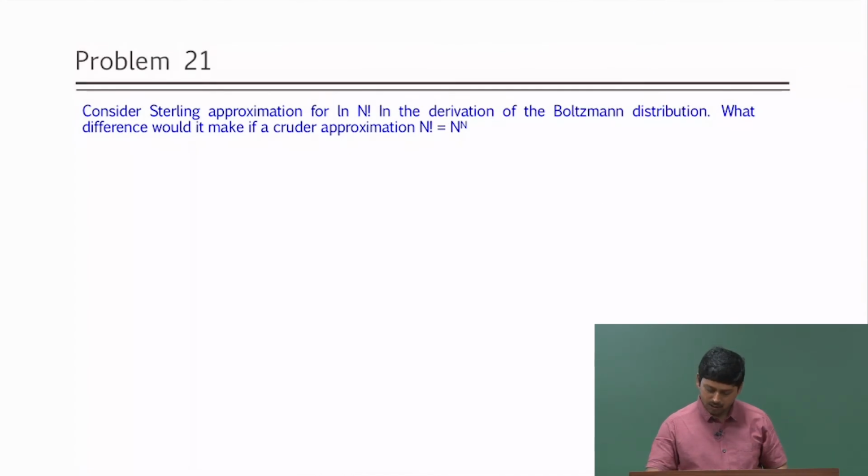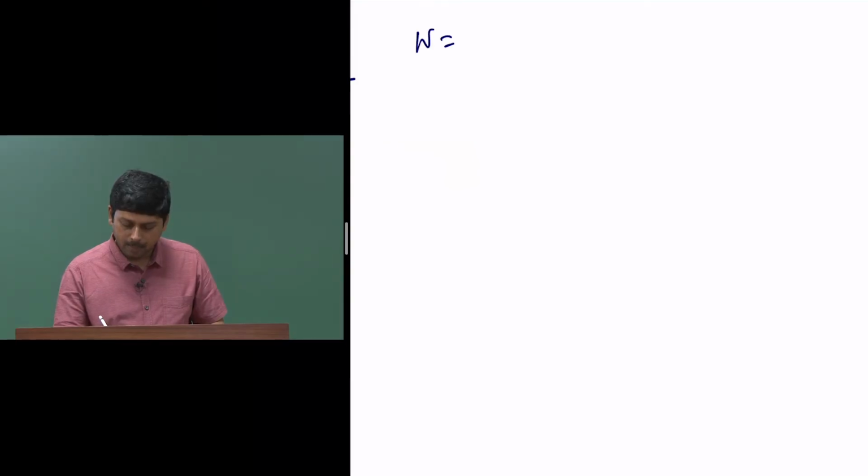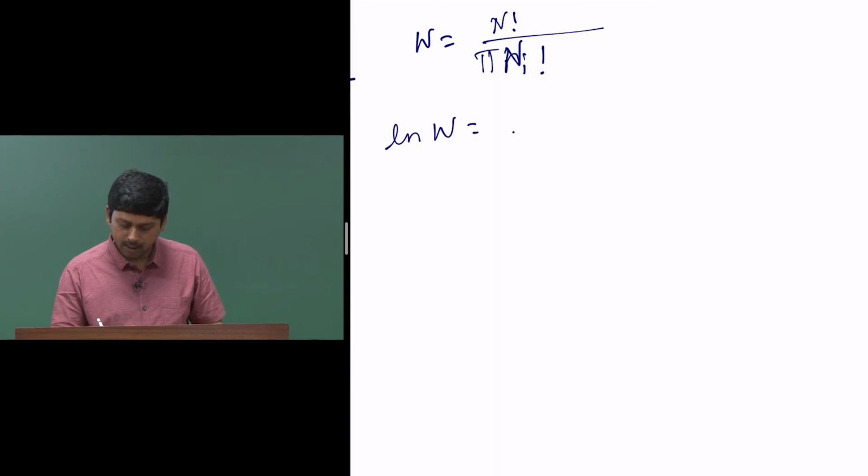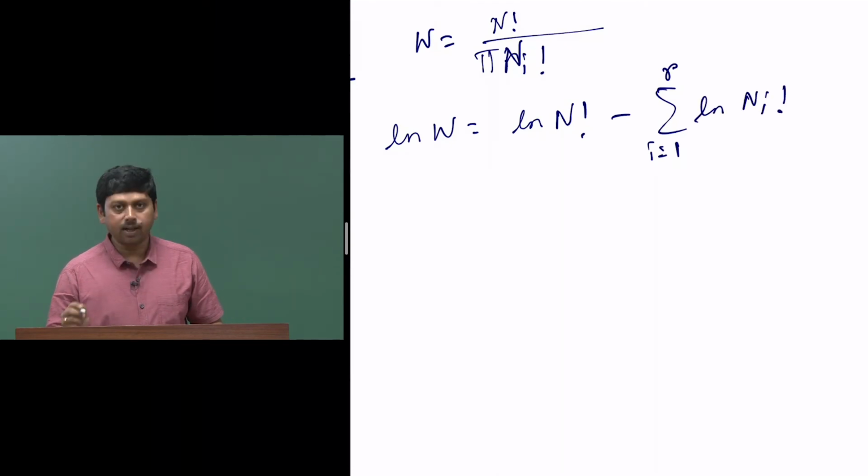So, now going to the next question. Consider Stirling's approximation for ln n factorial in the derivation of Boltzmann distribution. What difference would it make if a cruder approximation of n factorial equal to n to the power n is taken? So, now you see that W is n factorial by product of ni factorial, we have just seen that. So, ln W is ln n factorial minus sum over i equal to 1 to r ln ni factorial, we have done that, right.